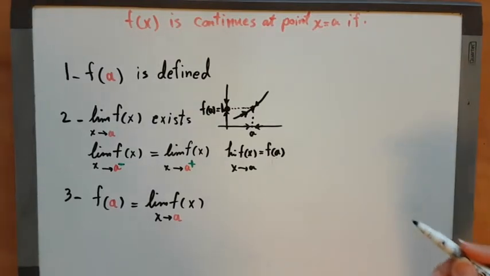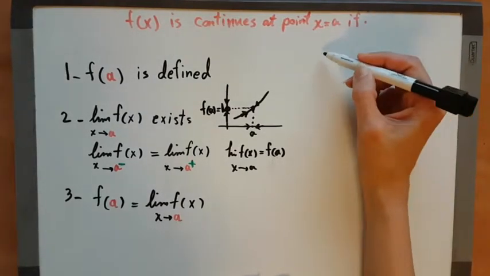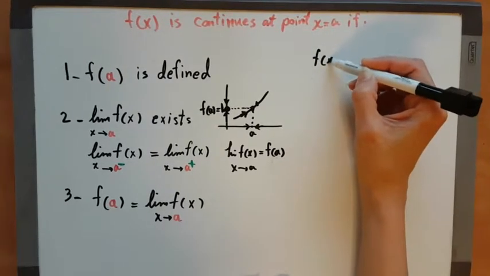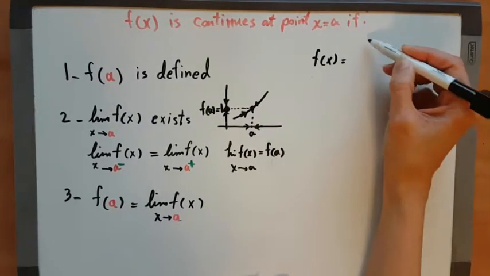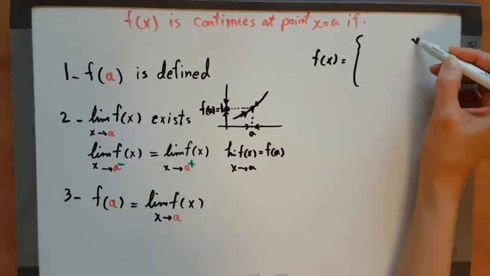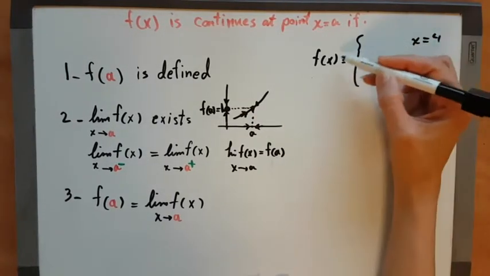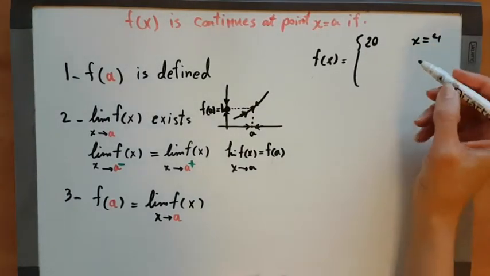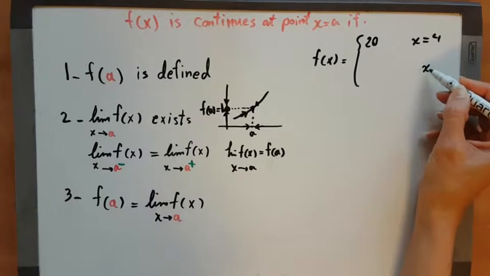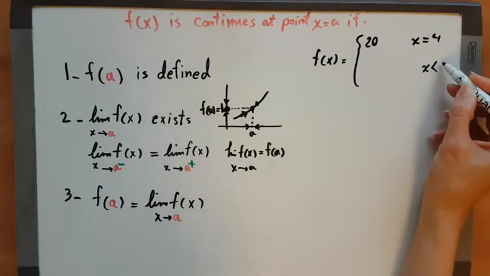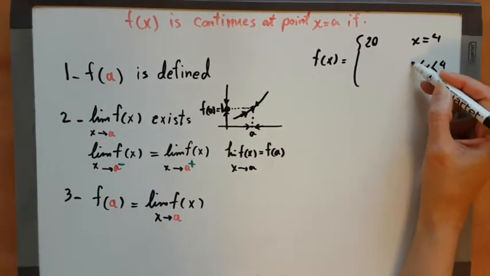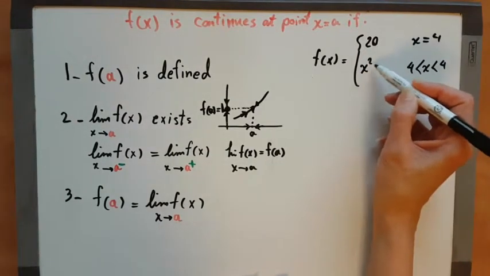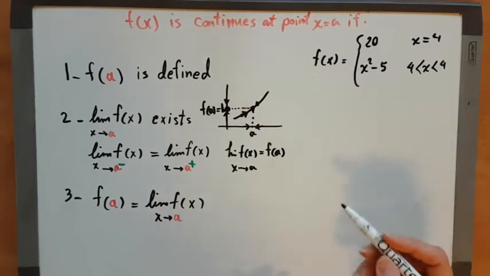Now let's look at another situation. I'm going to give you a function f(x) defined like this. For the point x equals 4, the amount of f(x) is 20. This is how we define our function. And for the x's which are not equal to 4, smaller than 4 or bigger than 4, the function is x squared minus 5.